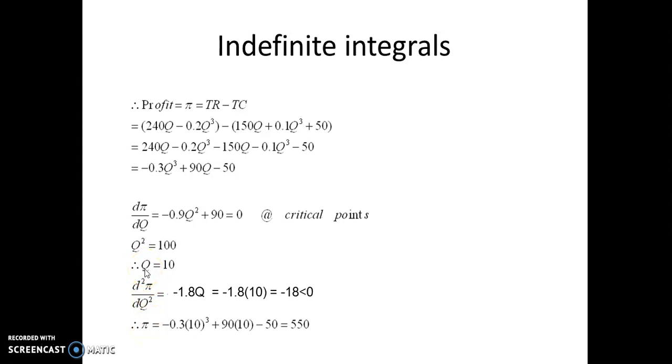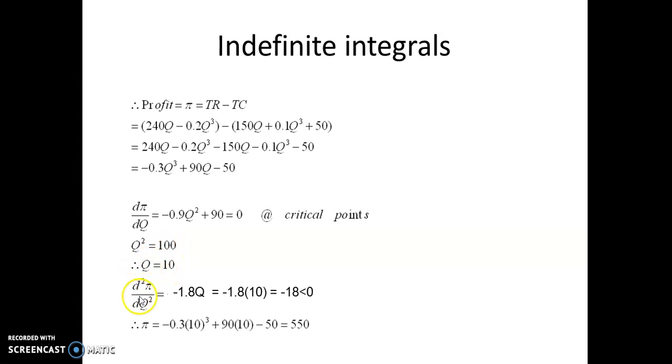So from first year micro, you should remember that to get the relative maximum of your profit function, you need to get your first order derivative of your profit function, which you have there, and set it equal to 0 to find that critical point. So your first order derivative, 3 times minus 0.3 is minus 0.9. It's going to be q squared plus 90. Set it equal to 0. You will get q squared is equal to 100. Therefore, q is equal to 10.